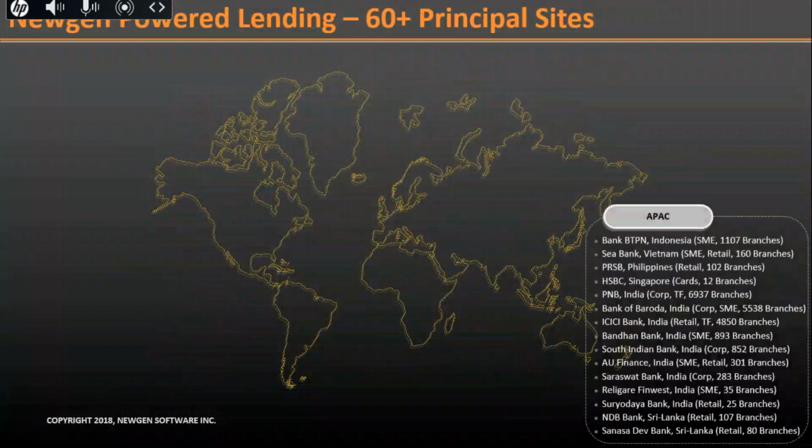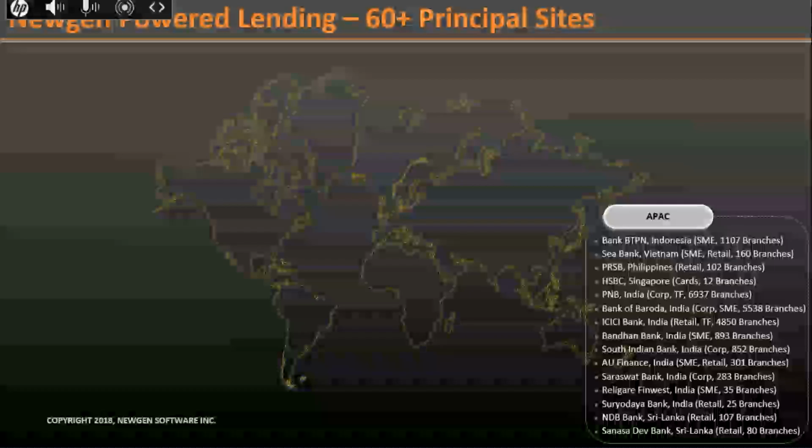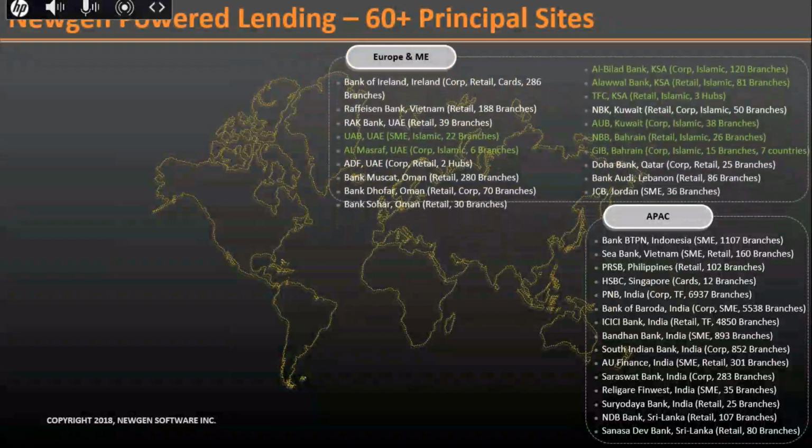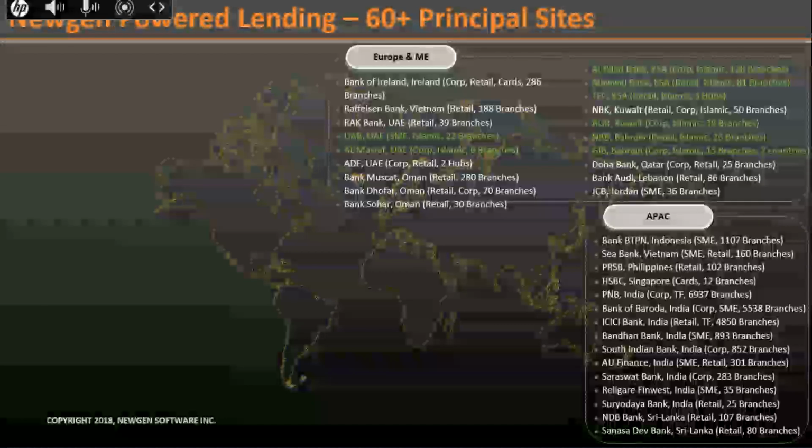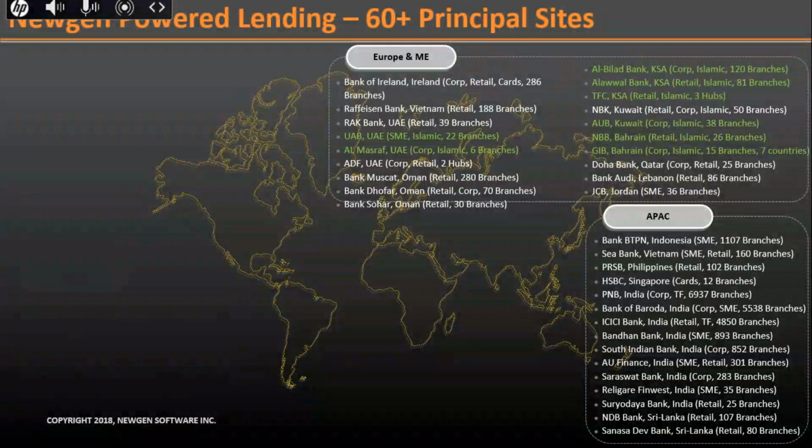And also, this is something that's very important, and you can see that wherever we are present in the top banks globally, what typically are we doing for them? Like in Vietnam, in SEA Bank, we are doing SME loan automation and retail loan automation for 160 odd branches. In Europe and Middle East, we are present in Bank of Muscat in Oman and Bank Dhofar. We are doing retail and corporate lending for them.